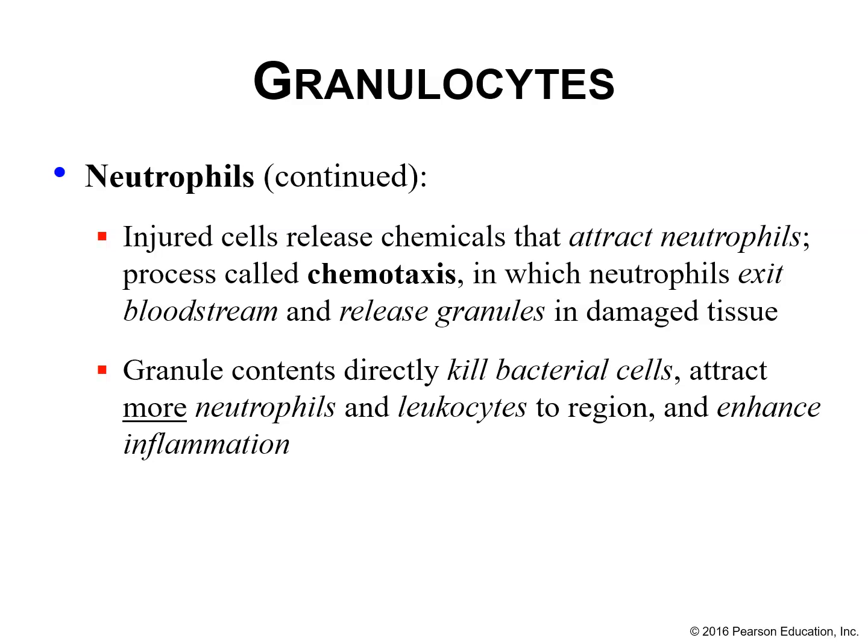When cells become injured, they'll release chemicals, usually from the damaged cell membranes of the injured tissues. These will instantly attract more neutrophils, and that process is referred to as chemotaxis, in which the neutrophils exit the bloodstream and release those granules into the damaged tissues. The granule contents then directly either kill the bacterial cells or attract more neutrophils and leukocytes to the region, and also help enhance the inflammatory process.